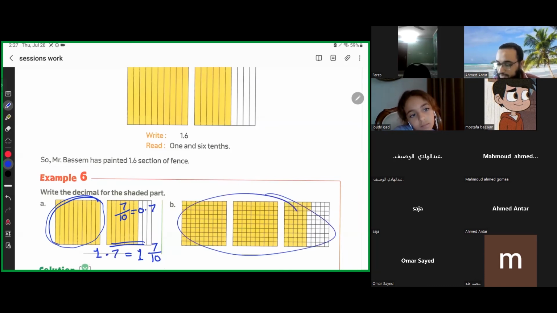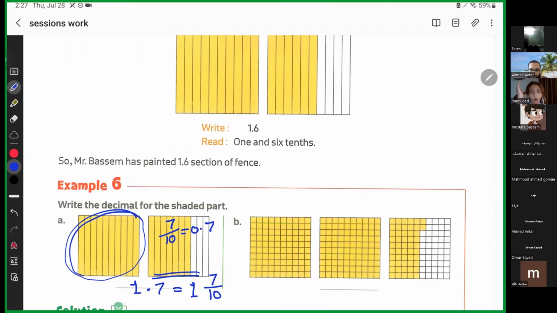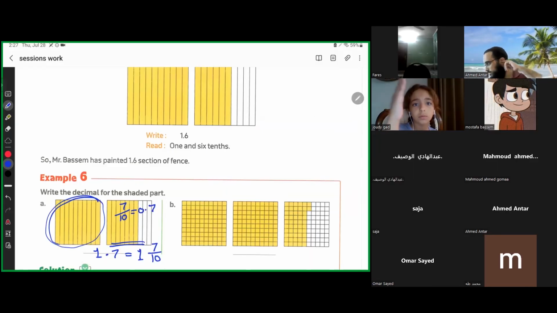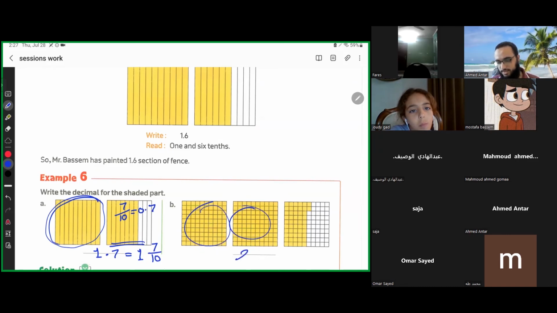What about the next one? Can you solve it? Thanks, Mustafa. Yes, solve it. 100. How many wholes? 1. No, there are 2 wholes. 2 wholes. 1 whole here and 1 whole here, so there are 2 wholes, correct? And how many hundredths? The hundredths here are the number of the smallest squares. 10, 10, 10, 10, 10, and 2.